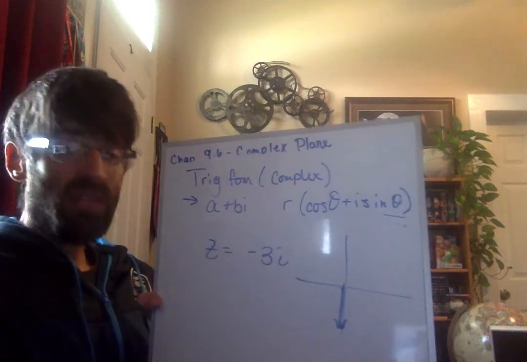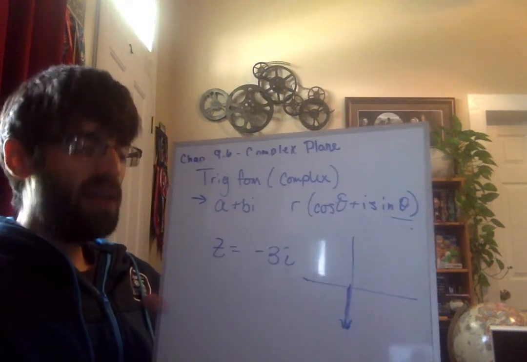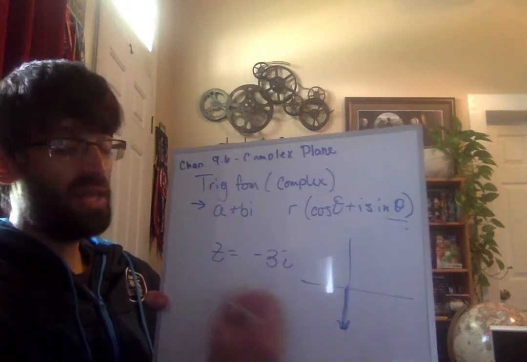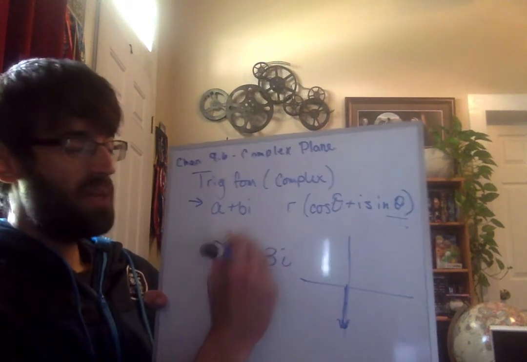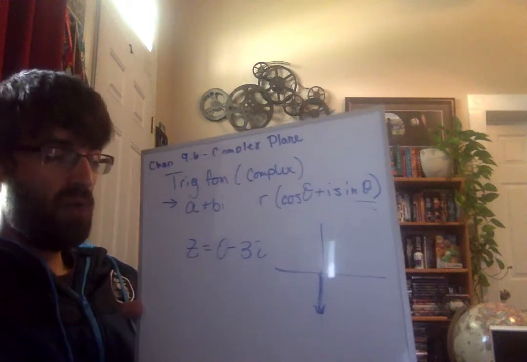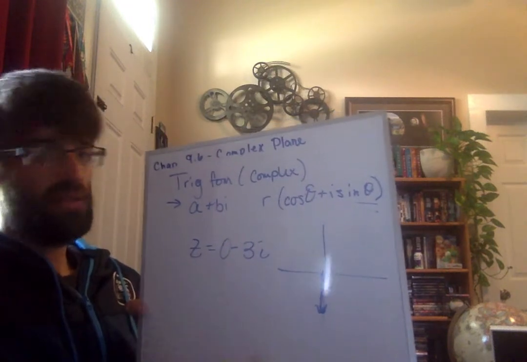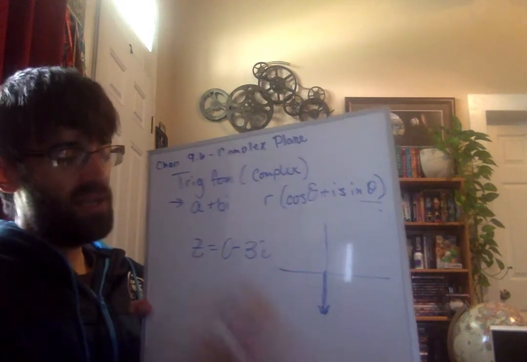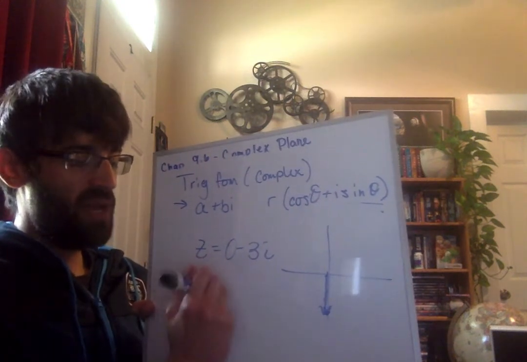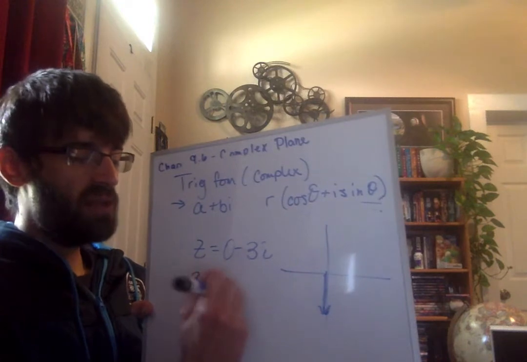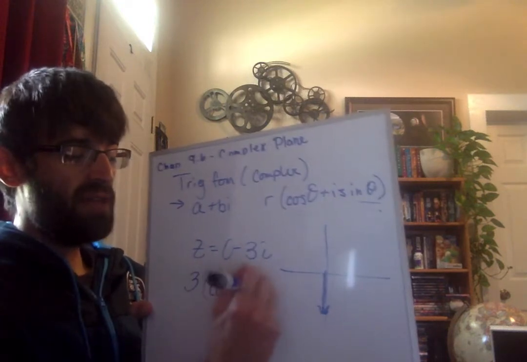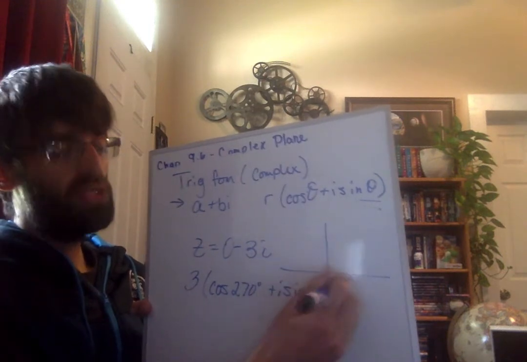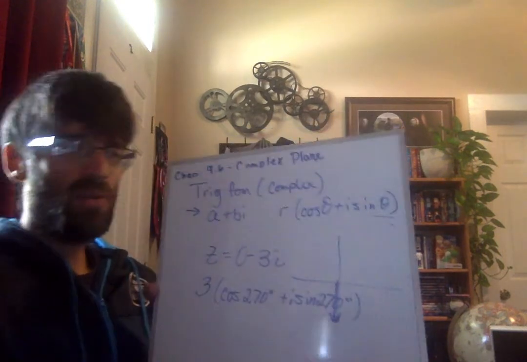Now, the way I'm going to deal with that is that if I take the arctangent, this would be taking the arctangent of an undefined number, because I would have 0 over, or -3 over 0. Your calculator would give you an error, but just know that's down at 270 degrees. So r would be 3. That would be cosine of 270 plus I sine of 270. Just in your calculator, that would give you an error. So watch out for that.